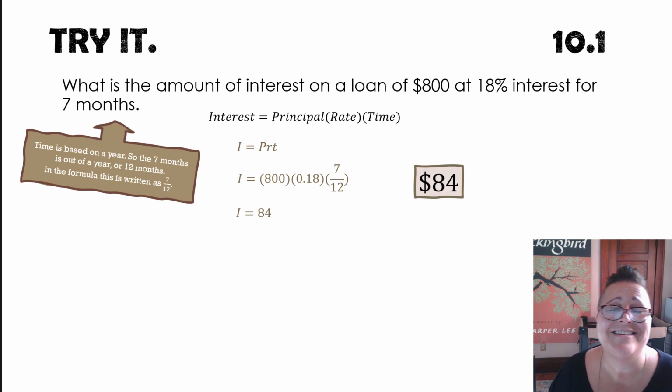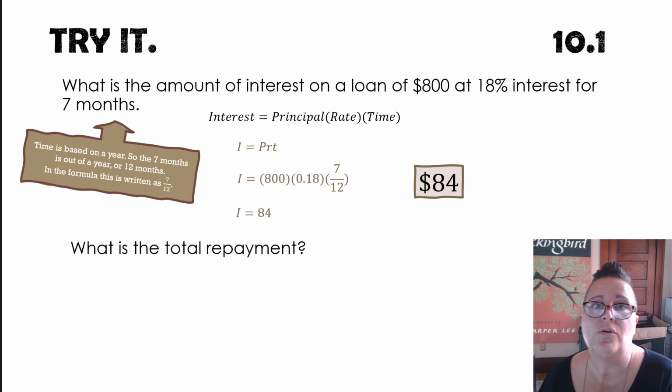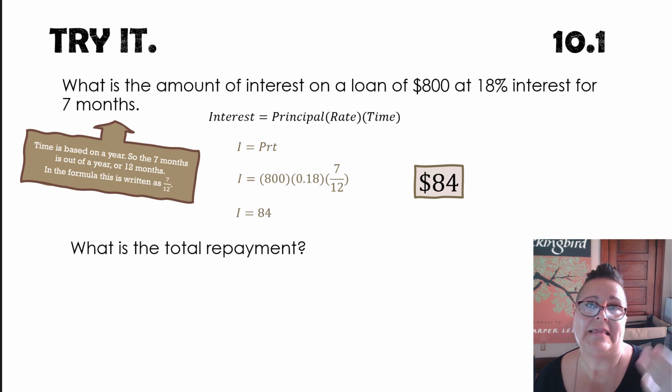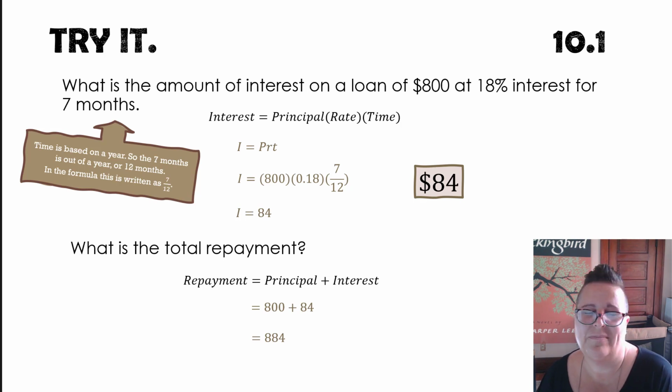It kind of makes sense. It's a short amount of time, so the interest should be a smaller amount. The less time you have in an investment or in a loan, the less interest you end up paying, whether that's simple interest or compound, which we'll be doing later. All right, our total repayment is, again, the amount of the loan and the interest on the loan. So this would be 800 plus 84, which is 884. That was not a tough add for me.